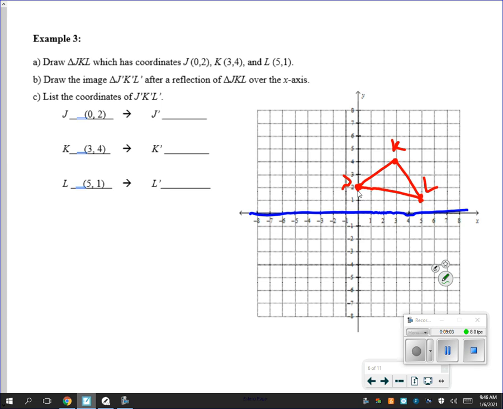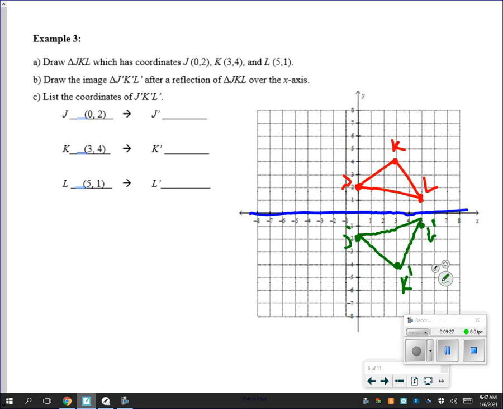So I'll start with L here. L is 1 away from my line of reflection, so that means on the other side it has to be 1 away, L prime. K is 1, 2, 3, 4 away, 1, 2, 3, 4 away, K prime. And J is 2 away, so that means J prime has to be 2 away.